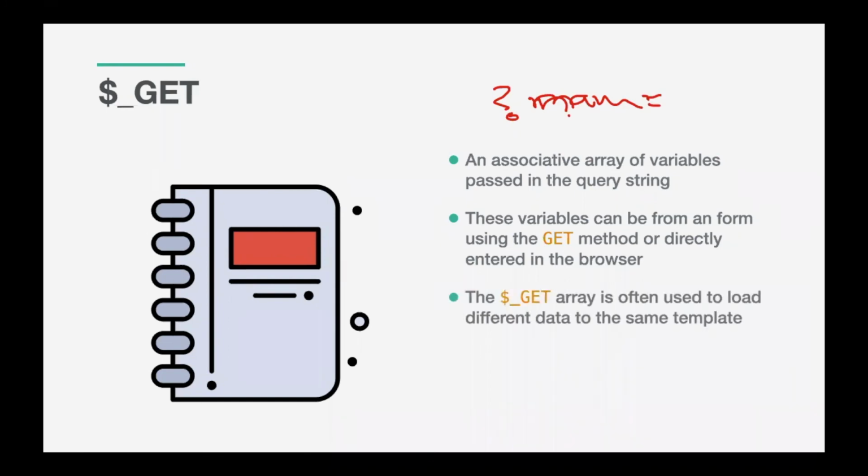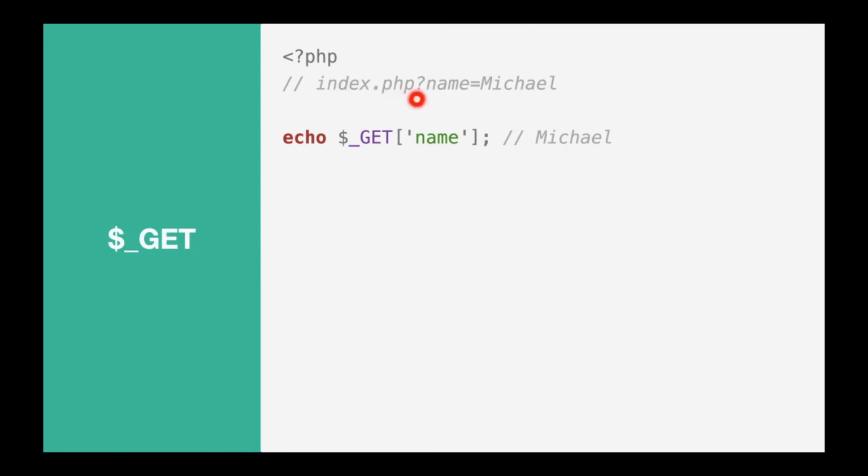Again, one of the advantages of using the GET array is it allows us to load different data for the same template, because we're going to be passing something in the query string that's essentially saying, okay, now this is a different page, so load some different data. So we're going to see an example of what that looks like. Here, for example, say we have a page index.php, and we call it in the browser, index.php?name=Michael.